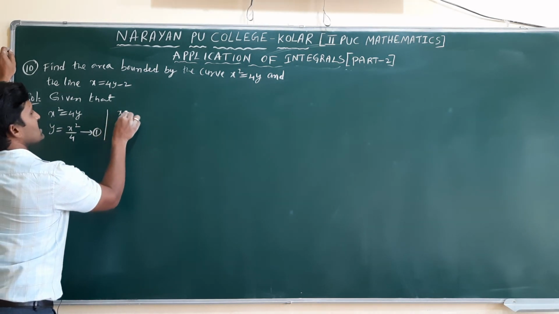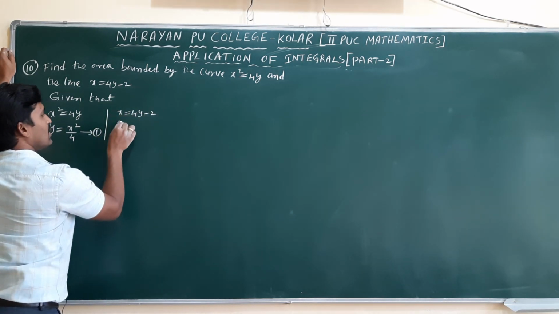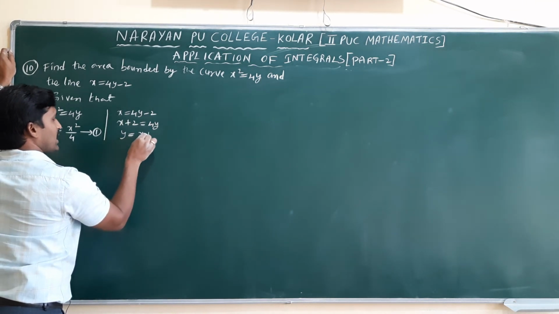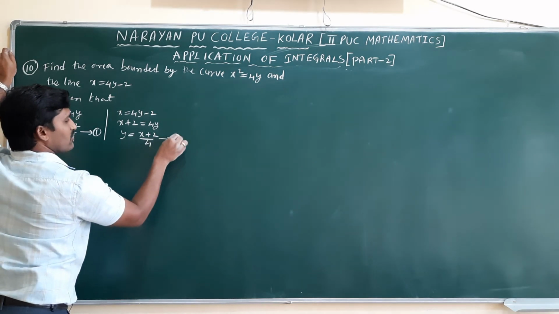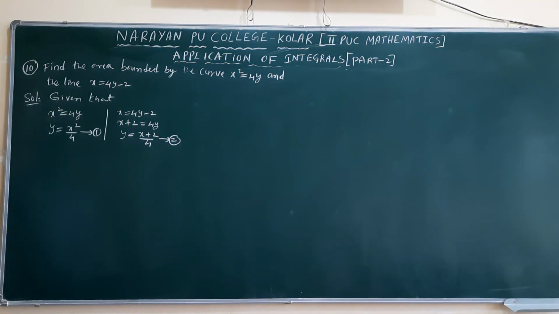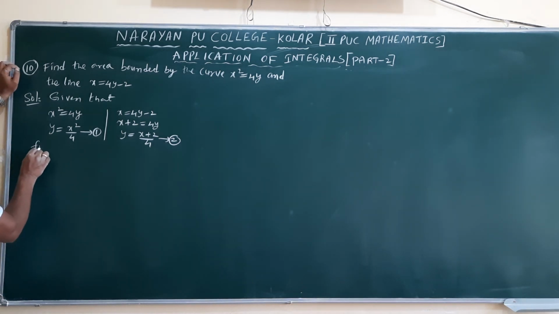The line is x equal to 4y minus 2. Now x plus 2 equal to 4y, so y equals x plus 2 by 4. Here only I will find the curve in y equal to f of x form. Where these two are intersecting, we don't know clearly. We need to find it. Now from 1 and 2.